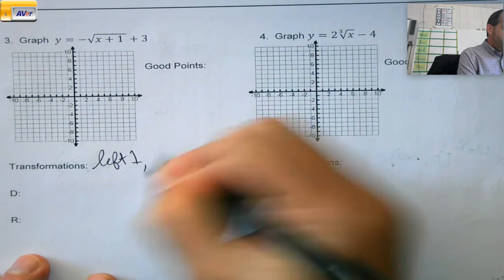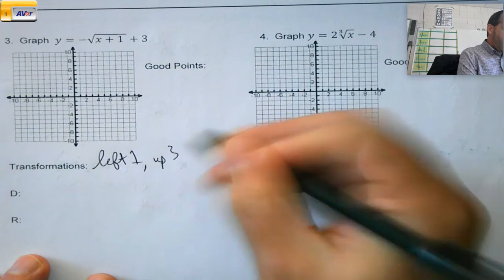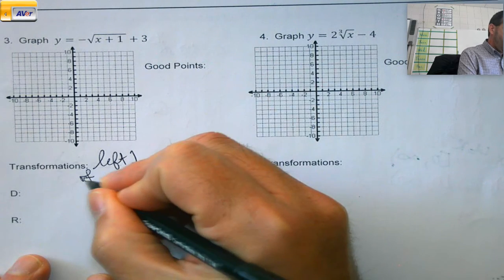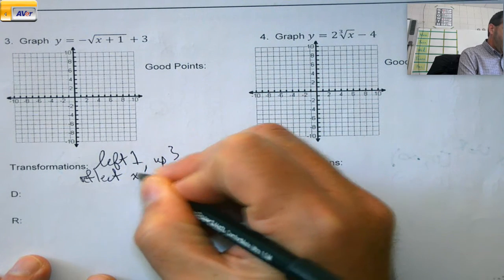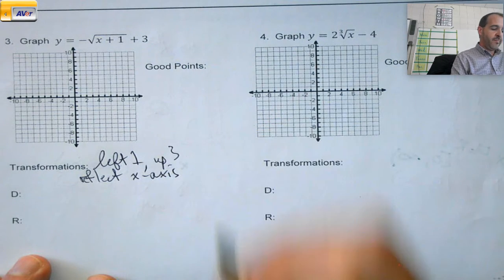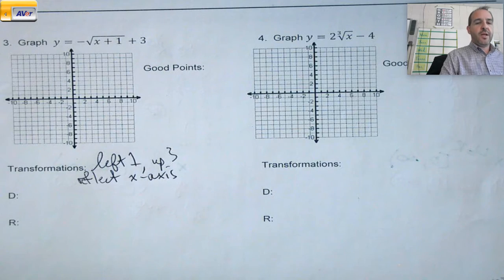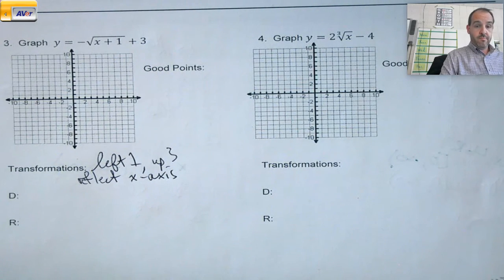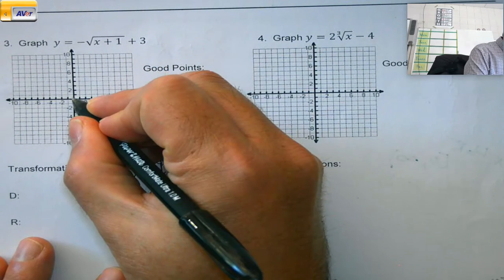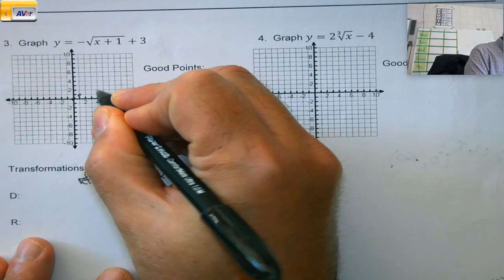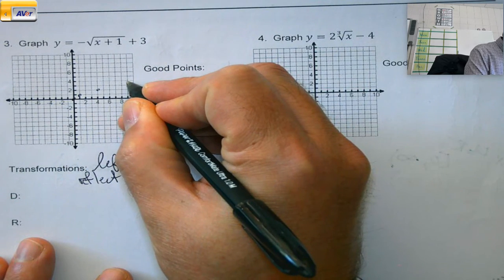Left 1, up 3, reflect about the x-axis. Okay, this is going to flip. Now, this one might be a challenge when it comes to just doing it in your brain. Okay? Could we try? Sure, we could. Okay? If you're going to do it that way, you would plot your 0, 0, 1, 1, 4, 2, to 9, 3.